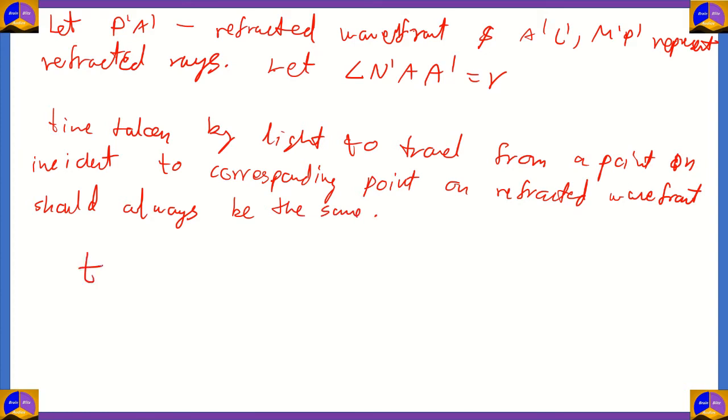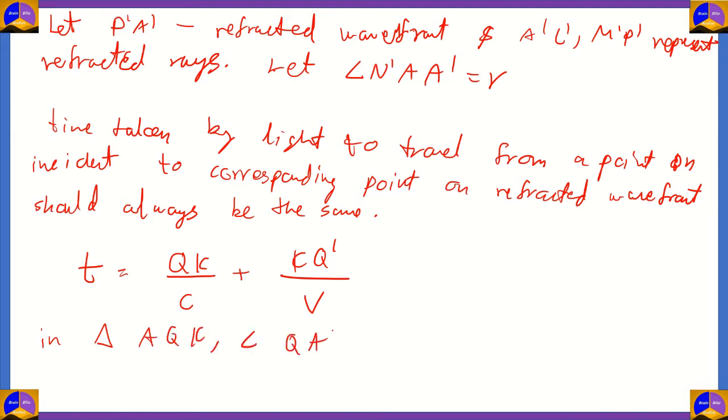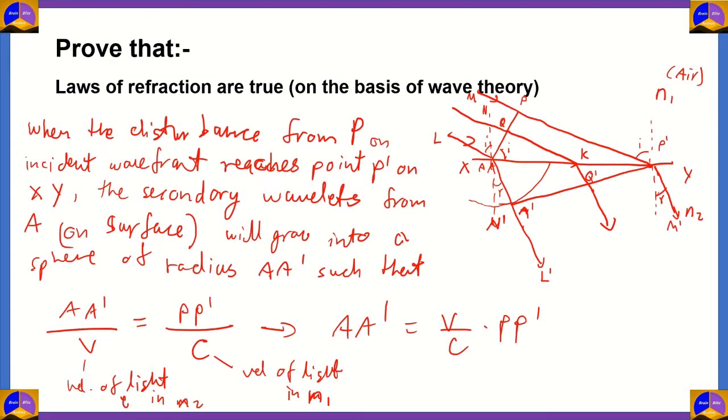So the time taken by the light to reach from Q to Q dash will be QK, that's the distance, divided by the speed c, plus KQ dash, which is again distance, divided by the speed, which is v. So now in triangle AQK, the angle QAK is equal to angle I. So if you go back here, let's trace triangle AQK, this one.